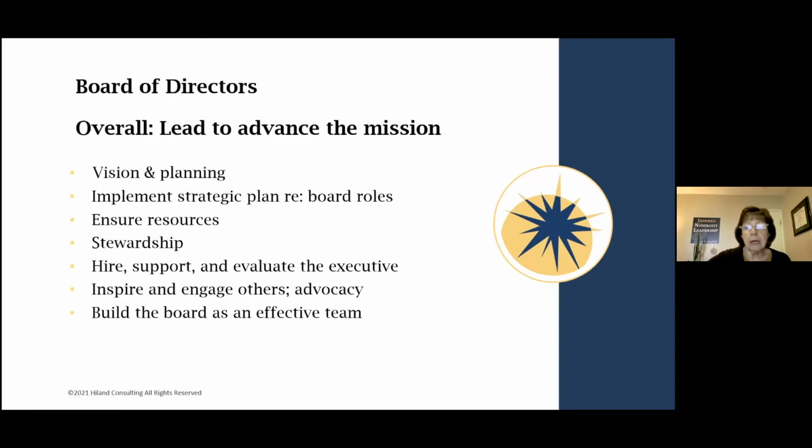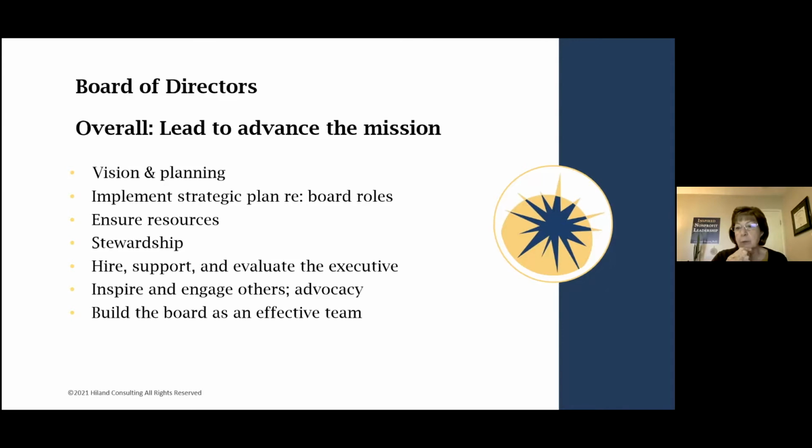So here's a very big overview of the board's role. The board's job is to lead to advance the mission. Now, executives out there, you're probably looking at that and saying, that's my job too. Well, there is overlap. So again, the board's job is to help establish the vision and planning, implement strategic action plans that are relevant to the board's role. This is very specific. The board doesn't do the staff's job.